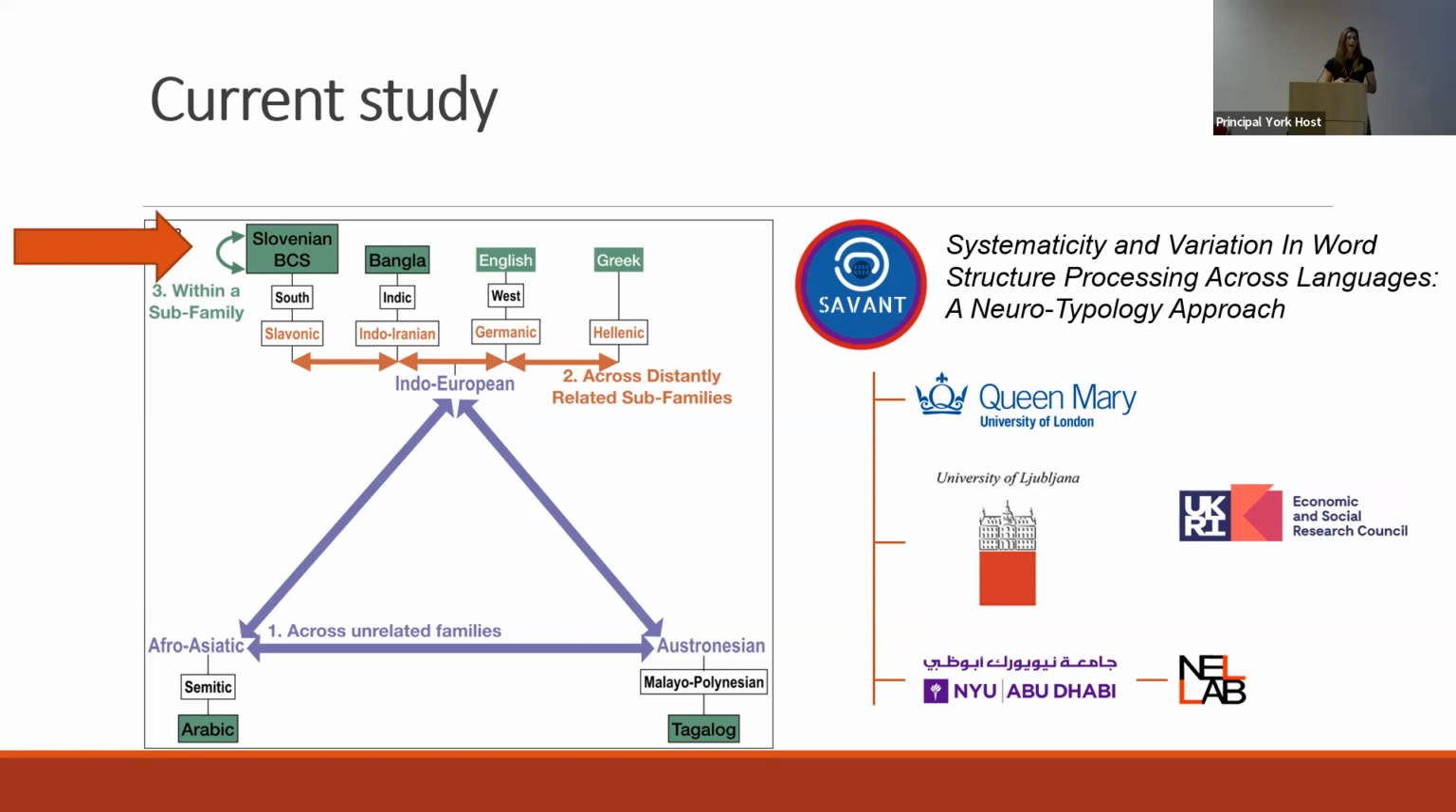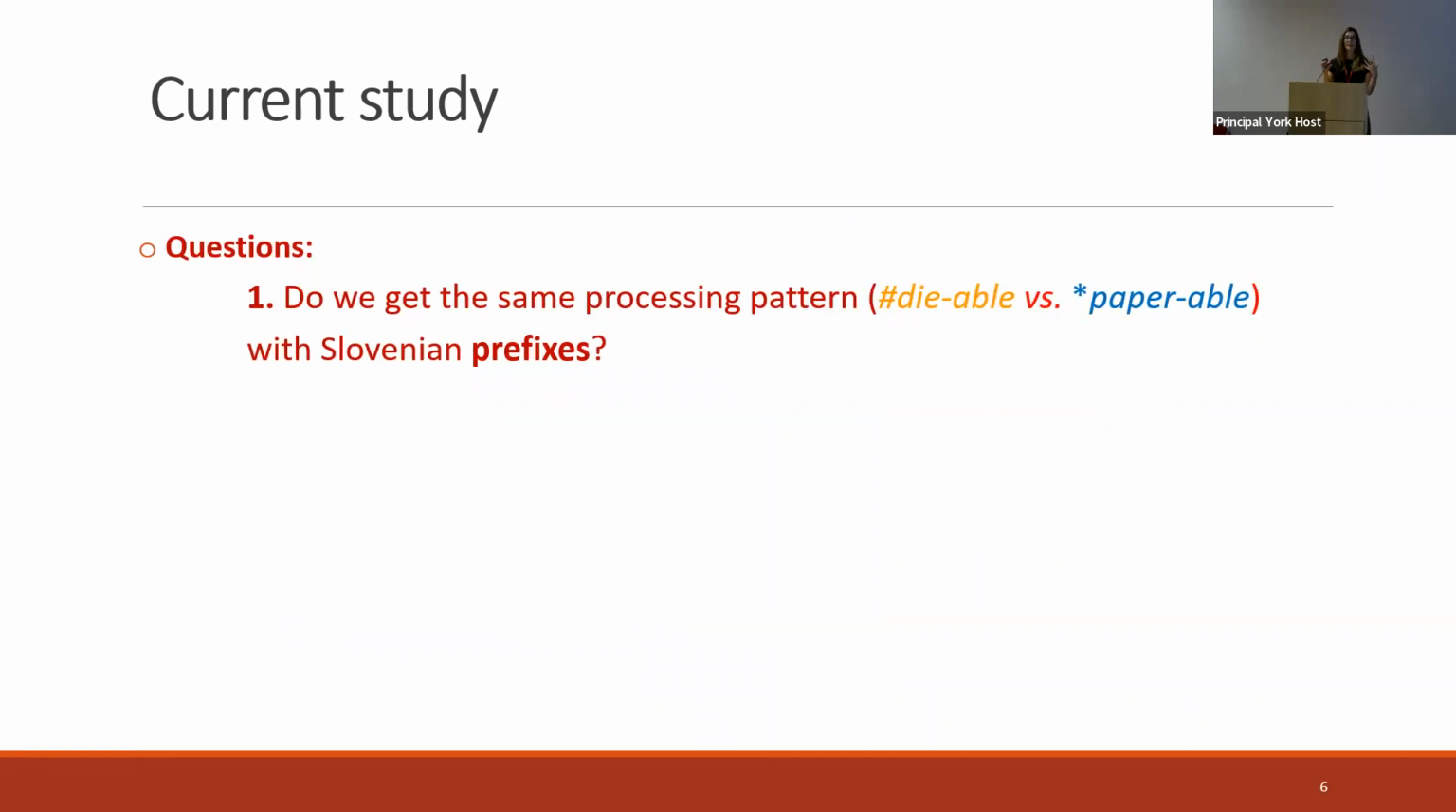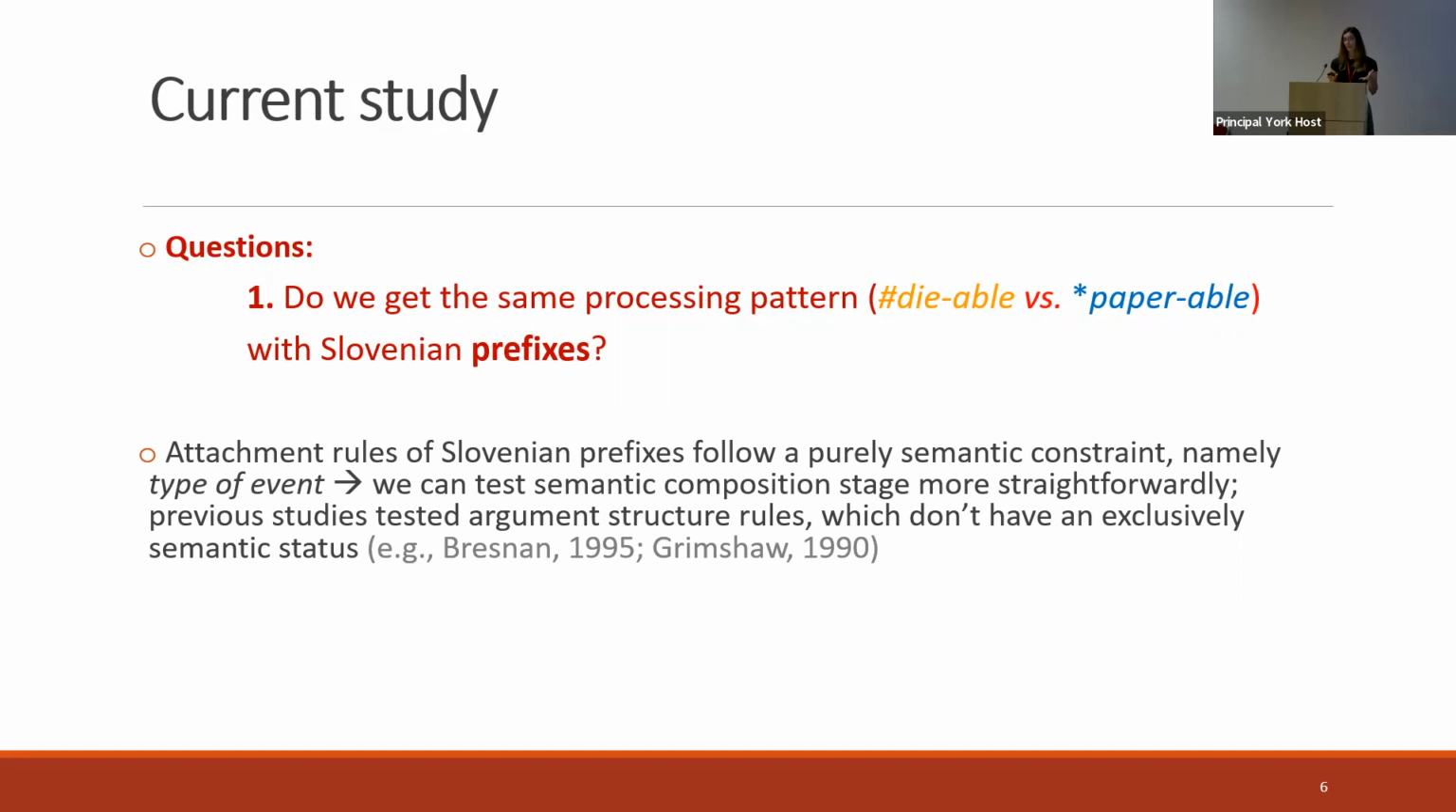This is what we have so far. In Slovenian, we will be looking at whether we get the same behavioral processing pattern that was observed in previous studies, such that semantic violations such as dieable take longer to reject and elicit more errors than category violations such as paperable. We do this with Slovenian prefixes, which hasn't been done before, and which is interesting because it gives us an opportunity to look at this semantic well-formedness stage more straightforwardly. Namely, the attachment rules of Slovenian prefixes can be said to follow a purely semantic constraint, as far as we understand, that we can call type of event, which I will talk about in a minute.